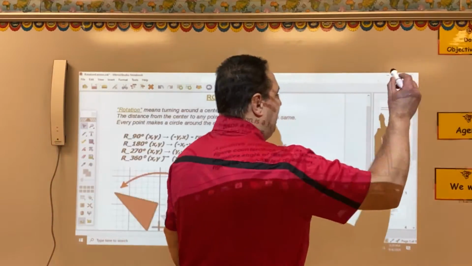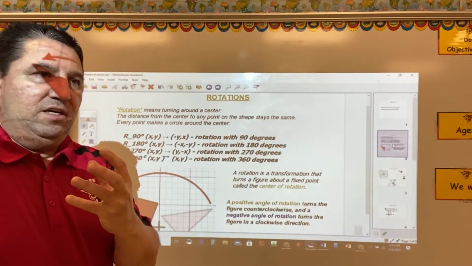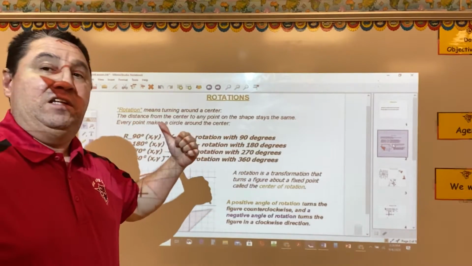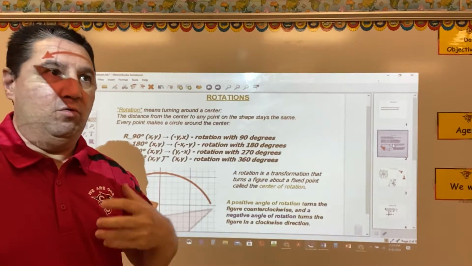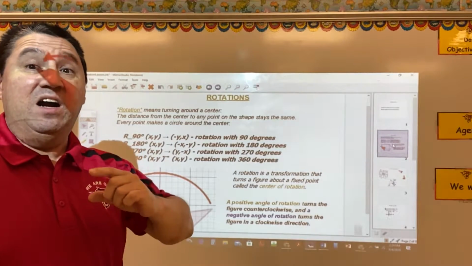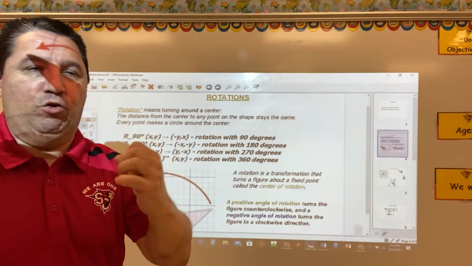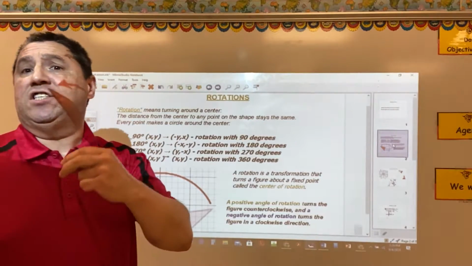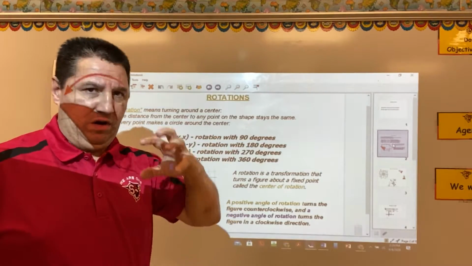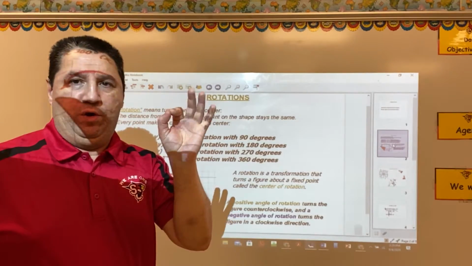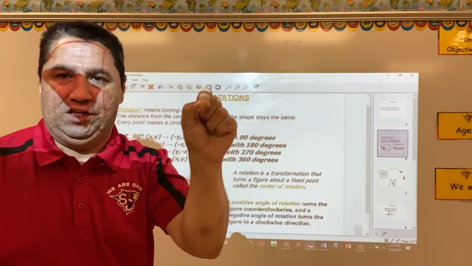Now, what is a rotation? A rotation is a transformation that turns a geometric figure or an object around a fixed point called the center of rotation. This point could be any point, but for our purpose in this lesson, the center of rotation will always be the origin.